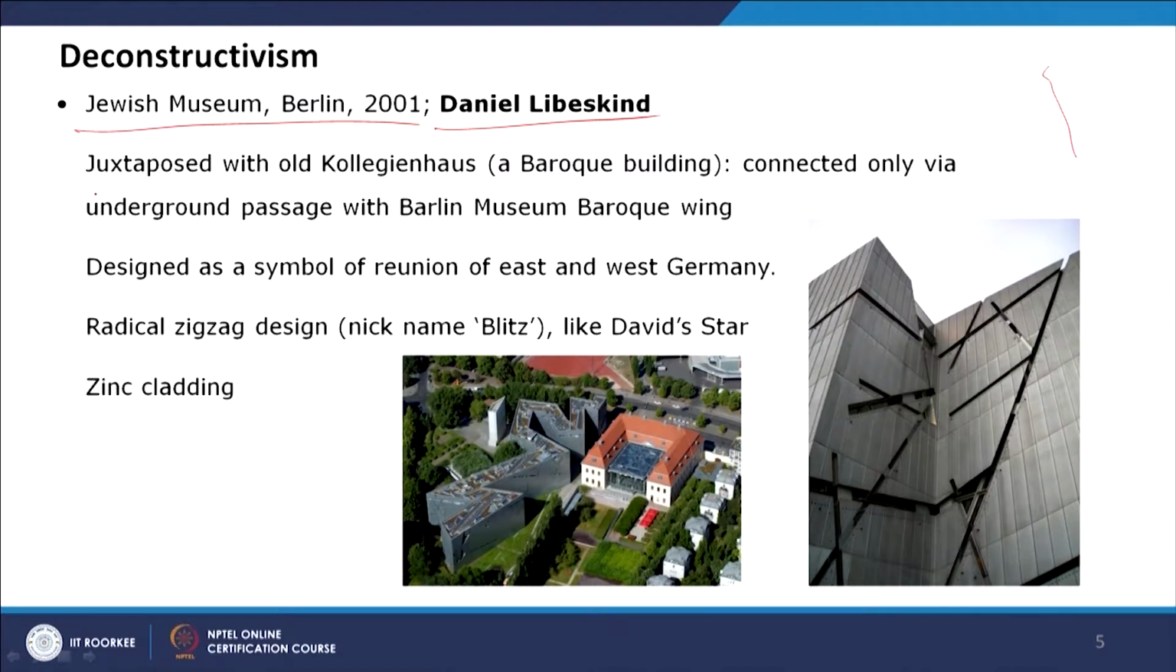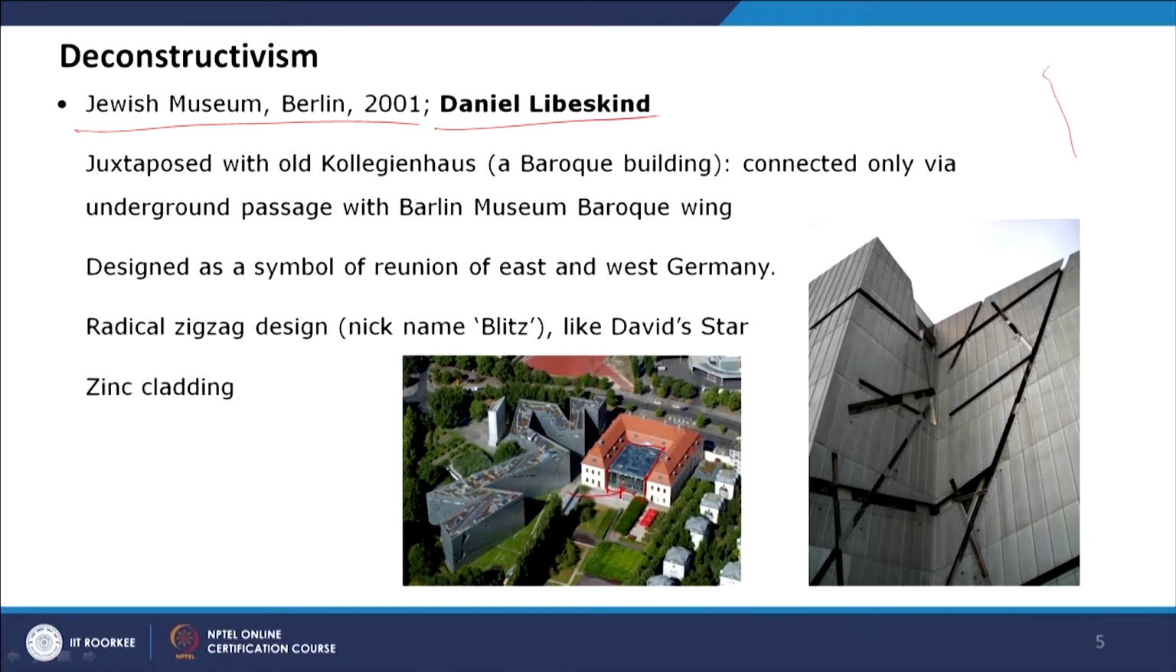It's juxtaposed with the old Baroque style building. You can see the Baroque style building, and this building is a continuation of the museum which is there in the Baroque style building, and all these buildings together create a deconstructive style of design. You can see a deconstructive part of the design is also added in the courtyard of this Baroque style building, to connect this building with the already existing Baroque building.